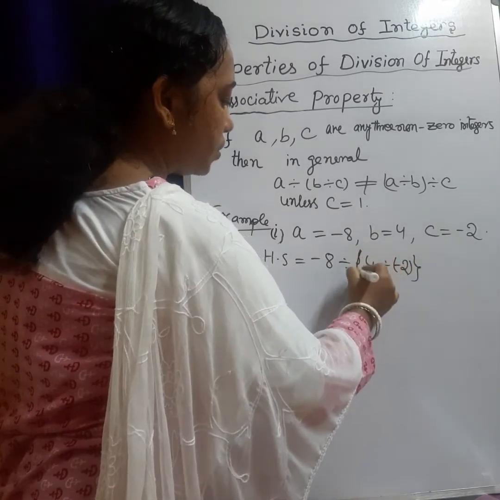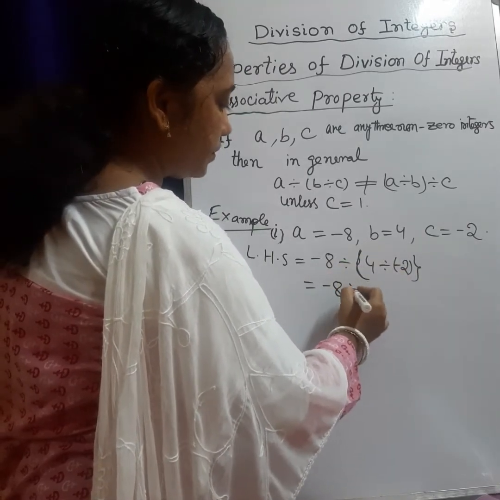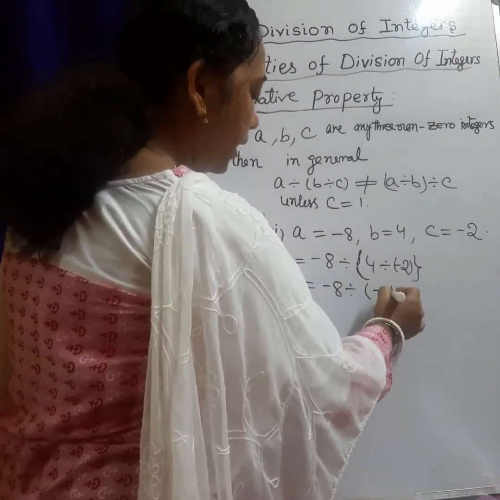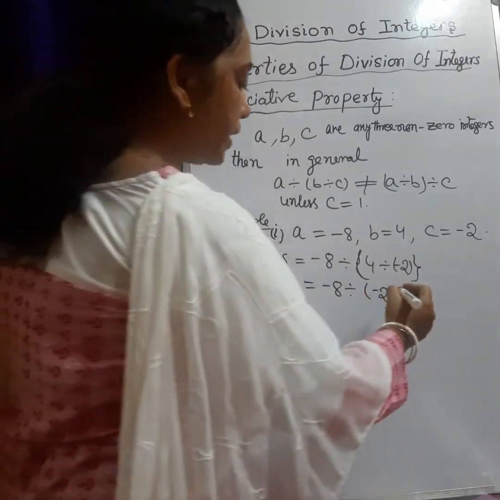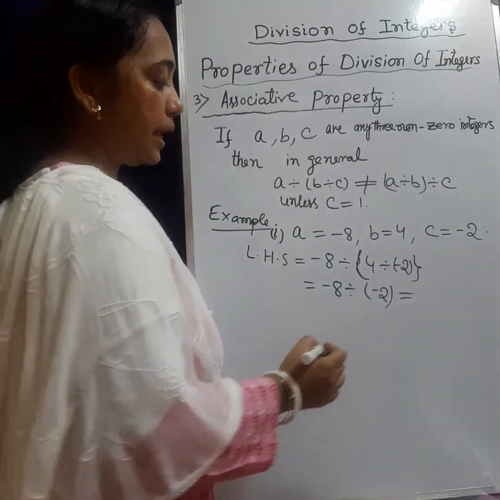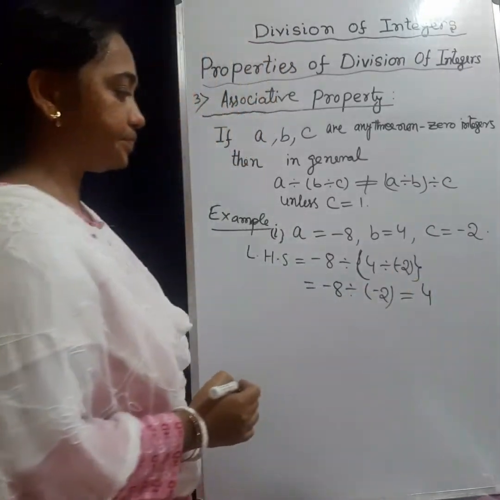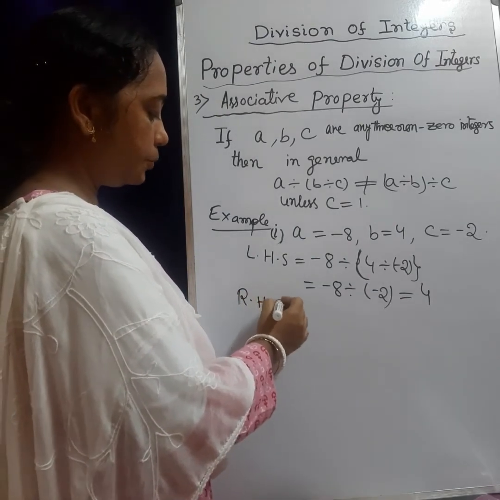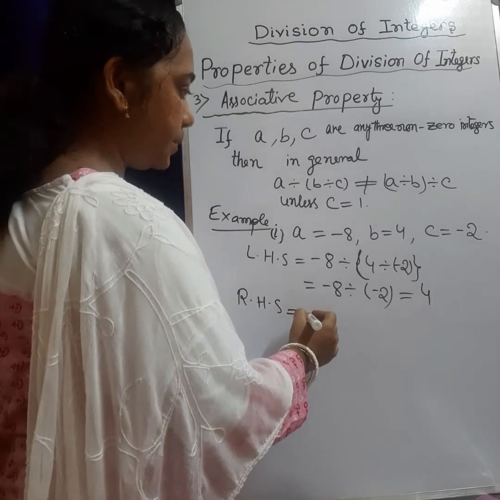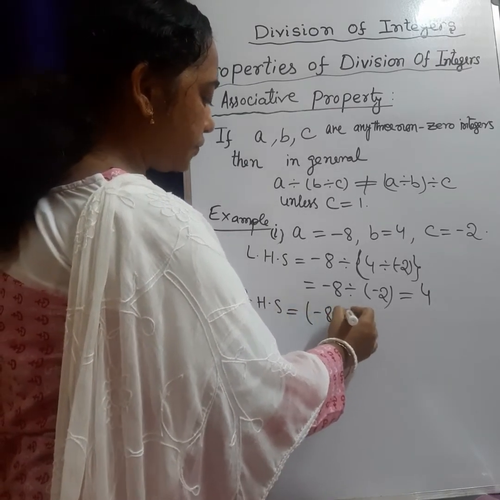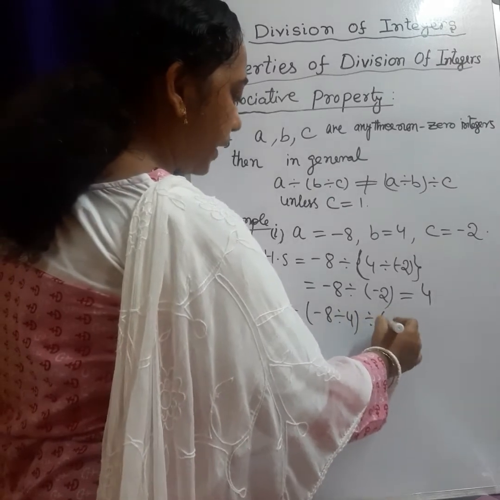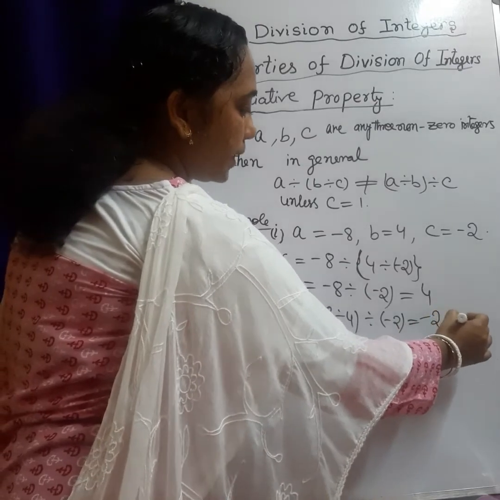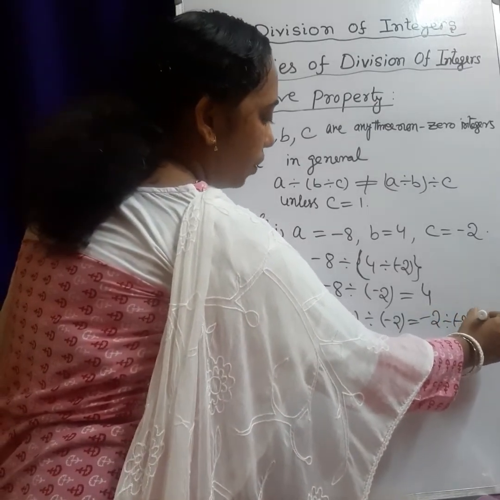So in this case, we will see that -8 ÷ 4 ÷ -2. Now 4 ÷ -2, we will get -2. So again -8 ÷ -2 will give a positive integer, that is we will get here 4. Now on the other side, that is on the right hand side, if we put the value, that means a ÷ (b ÷ c), if you put -8 ÷ (4 ÷ -2). So here we will get -8 ÷ -2.